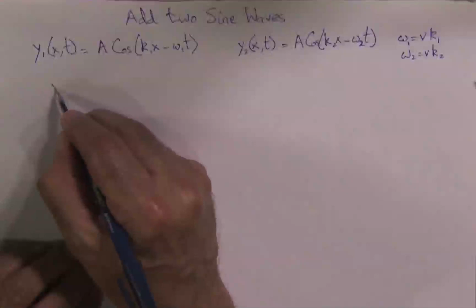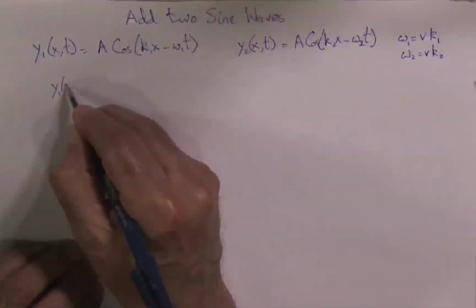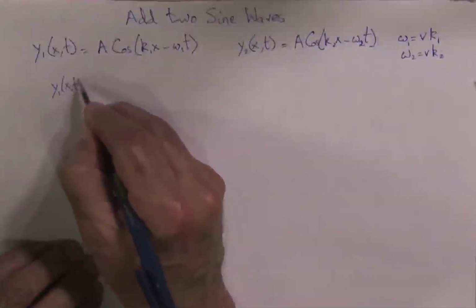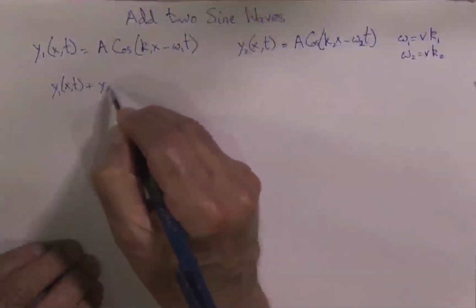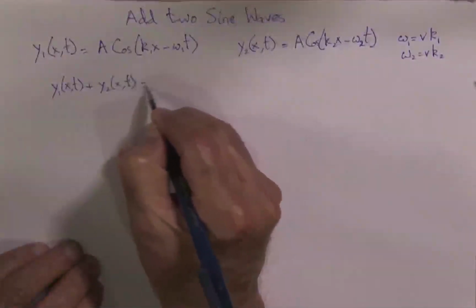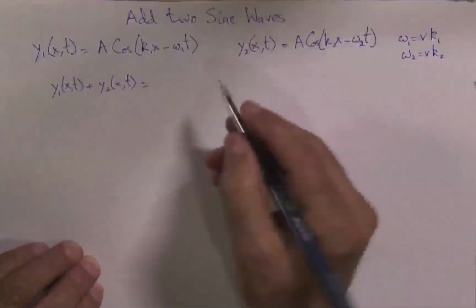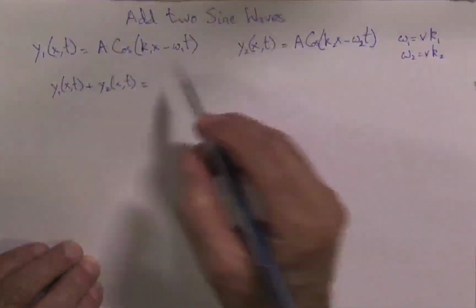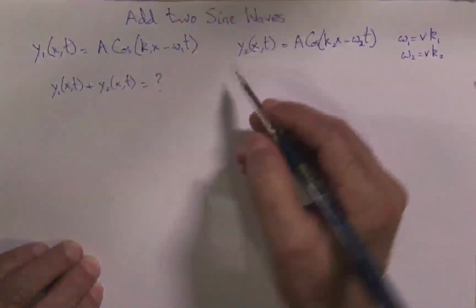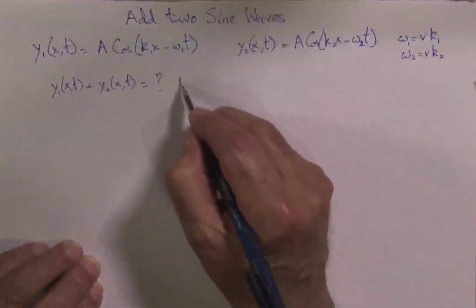Let's take the sum of the two. So if I take y1 of x, t plus y2 of x, t, well, I just have to add this to this. And I need to know what this is. So for this, I will ask you to recall.